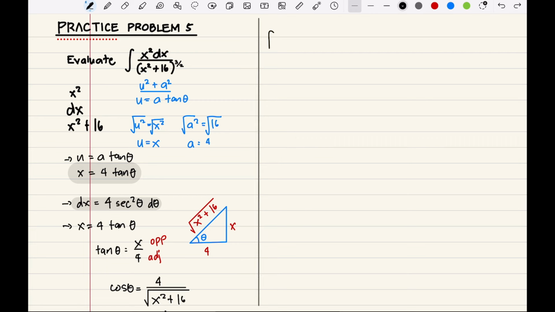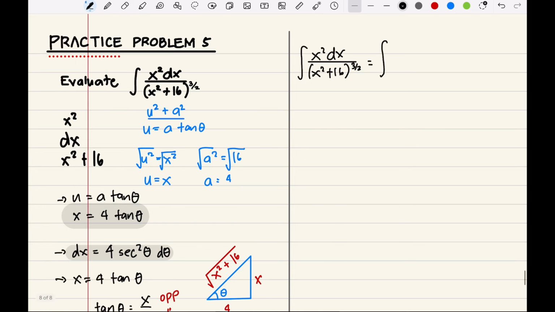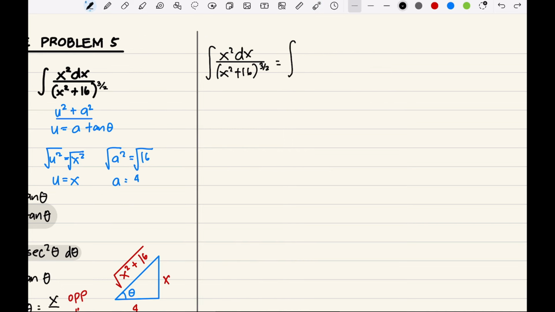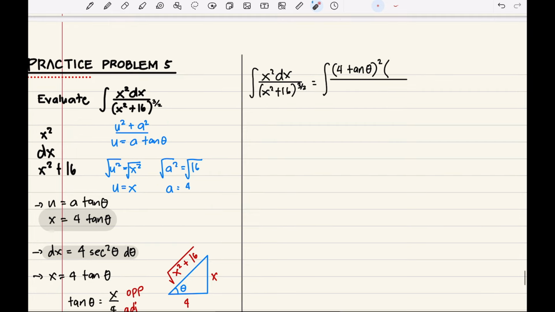Okay, so rewriting yung integral natin. So we have x squared dx all over x squared plus 16 and then raised to 3 halves. And then let us substitute yung mga variables. So we have, first is x squared. So meron tayong equation for x na 4 tangent theta. So let us just substitute that. So we have 4 tangent theta. And then i-squared natin. And then the equation for differential x is equal to 4 secant squared theta.